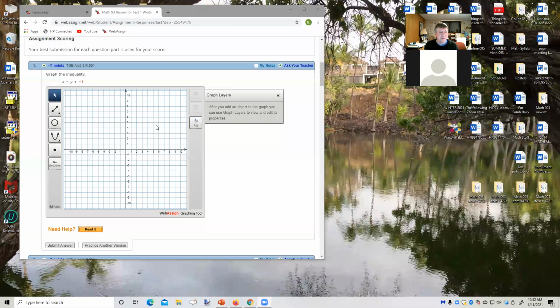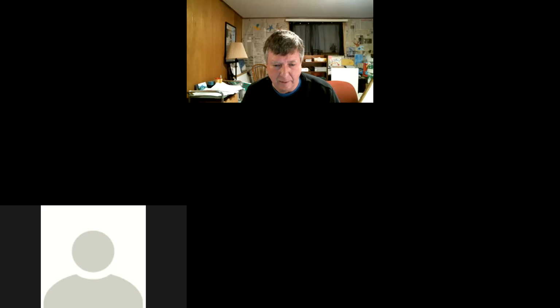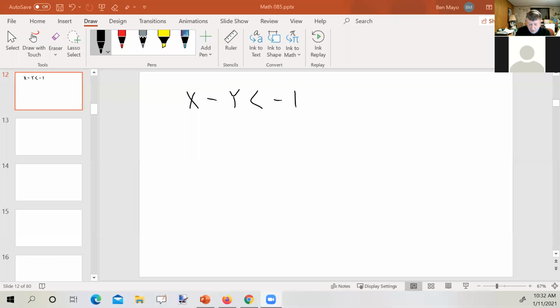is this one where it says graph the inequality x minus y is less than -1. So I'm going to use the find 2 points method on this problem. I'm going to let y be 0 and find the x-intercept. So I'm going to get x minus 0 less than -1.